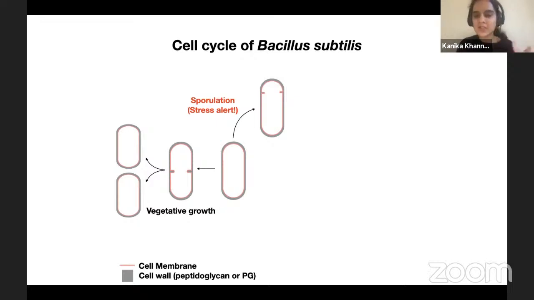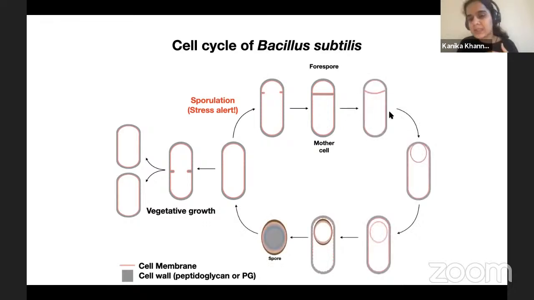What is special about this pathway is that instead of having the division site in the middle of the cell, the division site is placed close to a pole. And this leads to an asymmetric division event because the two cells which are formed are different in size, and ultimately they also have different fates. The smaller cell is called the forespore, and the larger cell is called the mother cell.